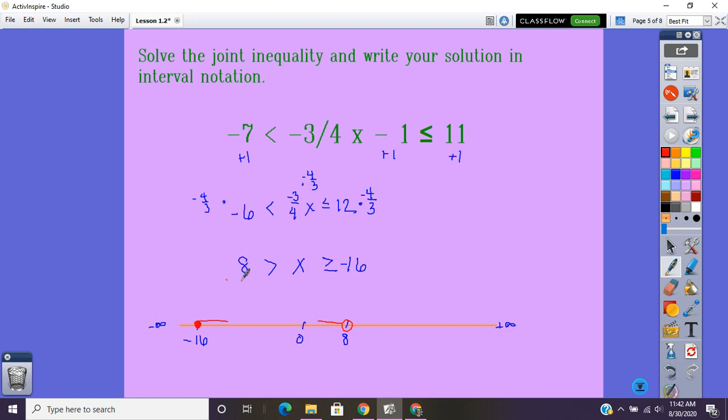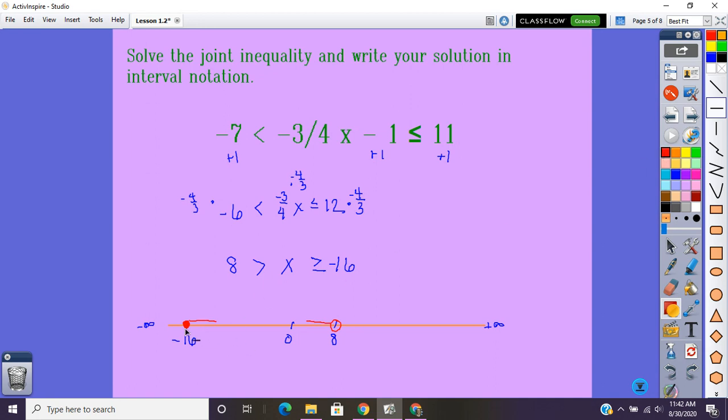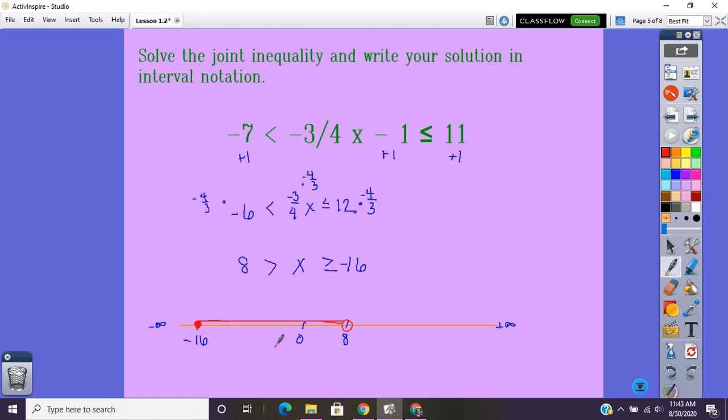Now notice there's not an "or" anywhere. So what this is saying is x has to be in between 8 and negative 16. That means that we are going to actually have a line connecting these two pieces. So how does this work with interval notation? Well, we still have our x is an element of. This time I start at negative 16. It can be negative 16, and then I end at 8. But it cannot be 8, so I've got a parenthesis. So that's my interval notation for this.